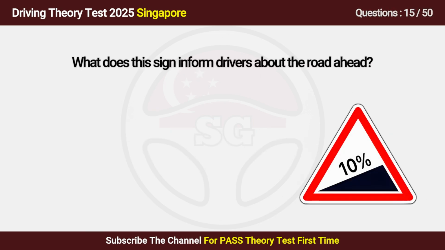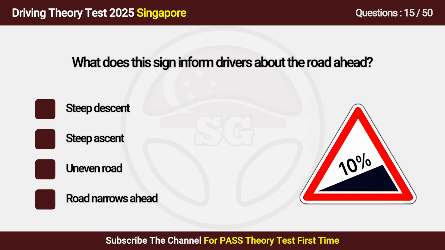Question 15. What does this sign inform drivers about the road ahead? A. Steep descent. B. Steep ascent. C. Uneven road. D. Road narrows ahead.